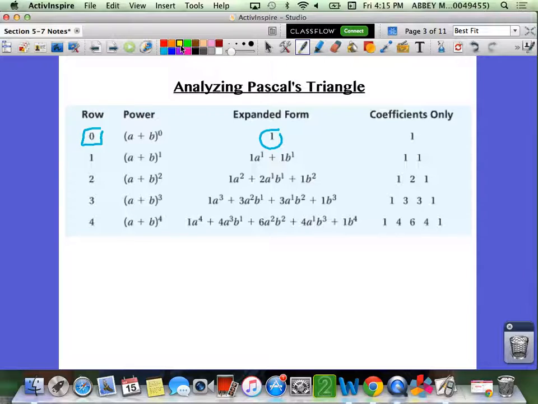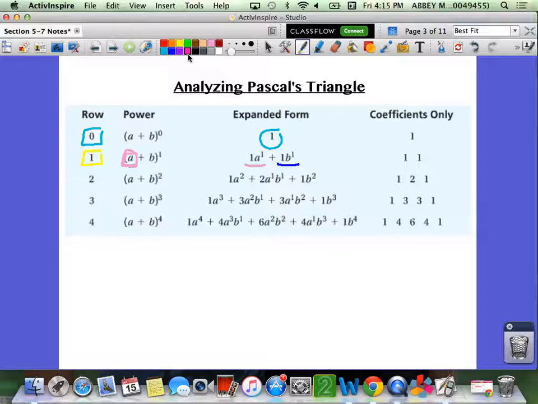The second row, you'll notice, is a power of 1. Okay. So let's relate this to the scenario that I was talking about earlier. We're going to let A represent girls, and obviously B will represent boys. So if I have one child, I can either have one girl or I will have one boy. So that's where those coefficients 1 and 1 come from. I could have one girl or I could have one boy.